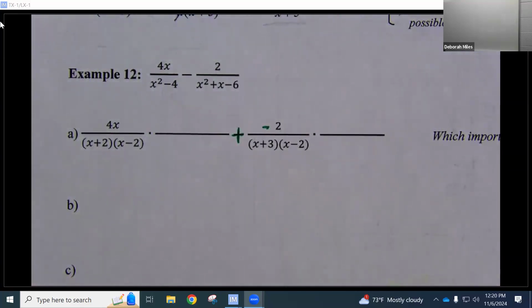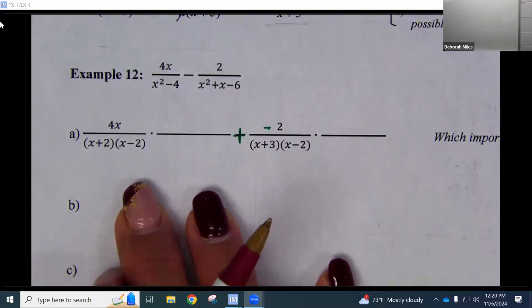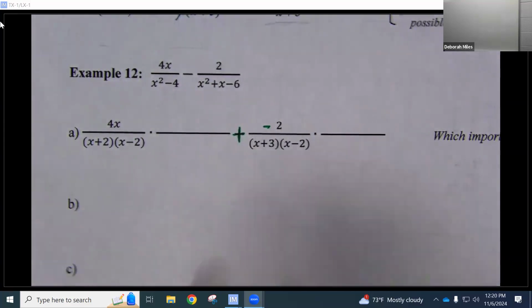I'm going to help you with one more step, and then I want to see if you can follow it. Have we finished step A? We did everything that step A said? Yes. Step B, what's my LCD?